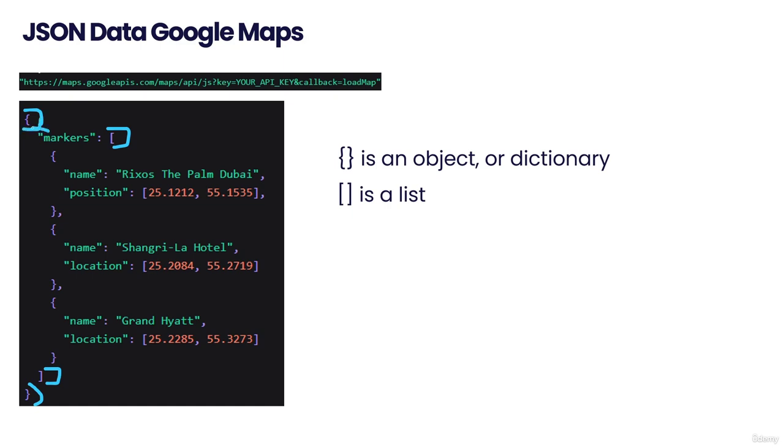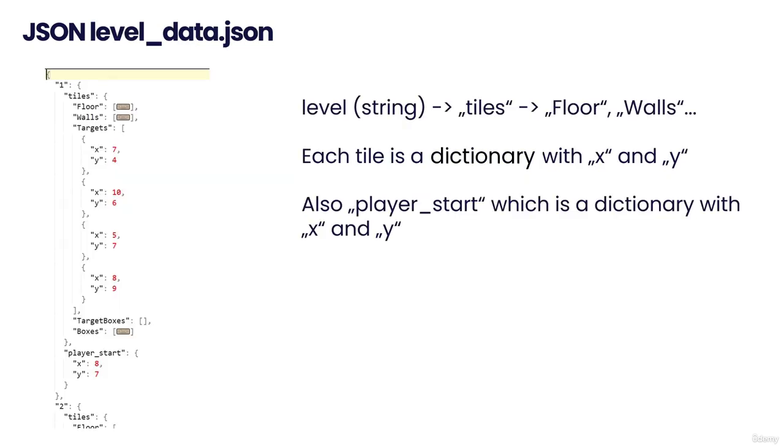It starts here with an object which has a key markers. If you get the value for the key markers, that's a list with all of these markers in. And they are then objects themselves, which have keys and values as well. And when I say object, I mean a dictionary in terms of C#.